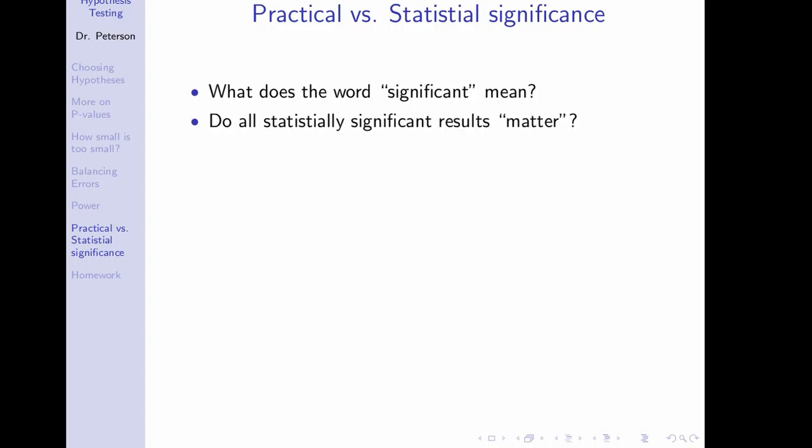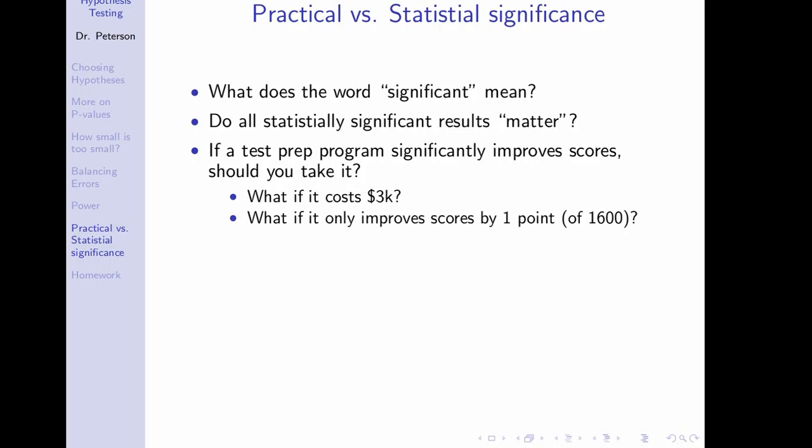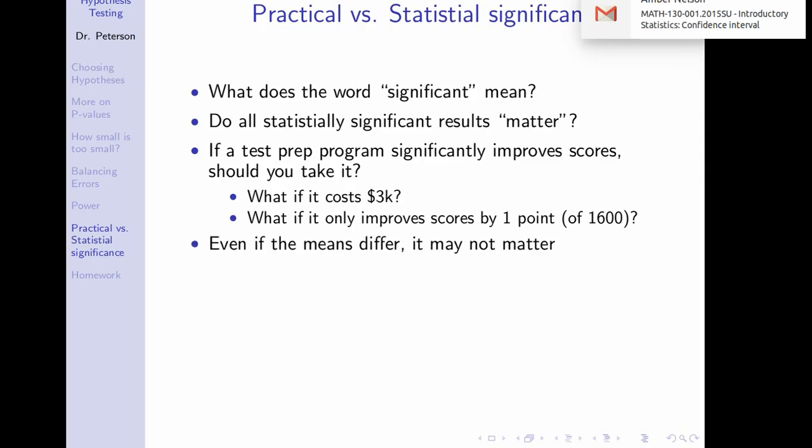Now, do all statistically significant results matter? Let's take a moment and consider a test prep program that has promised to significantly improve scores. Should you take it? If the stats show that this program definitely improves scores, is it worth your effort to take the class? Well, what if it costs $3,000? How much would it have to improve your scores in order to make it worth that $3,000, even if that difference is statistically significant? What if that score only is improved by 1 point out of 1,600? That makes it even less likely that this is going to be a worthwhile thing to study.